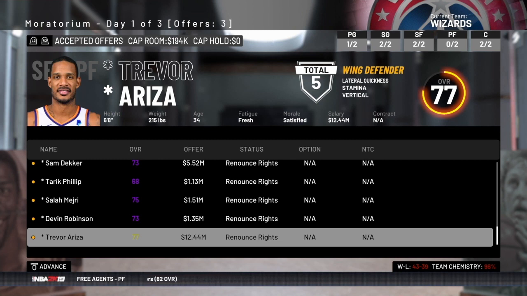But if you renounce the rights to your trade exception, then it won't count against your cap anymore. So if you needed that cap space to sign a player, of course you'd renounce it. But if you wanted to hang on to it, then you'd leave it in your system so that you could use it a little bit later on.